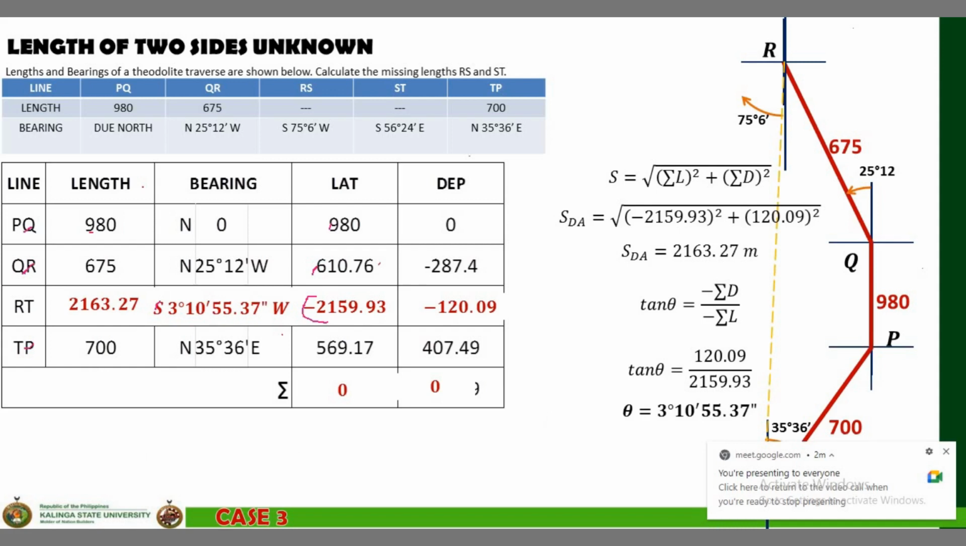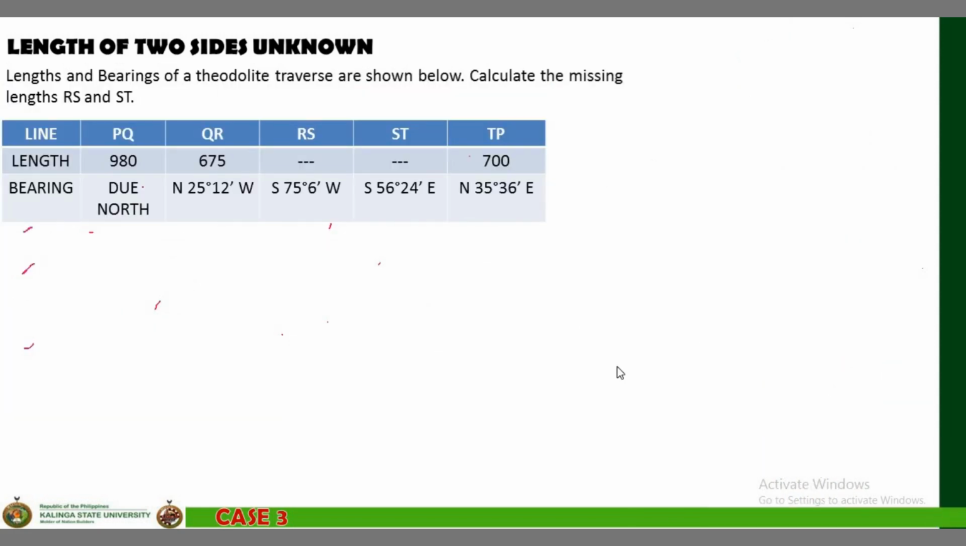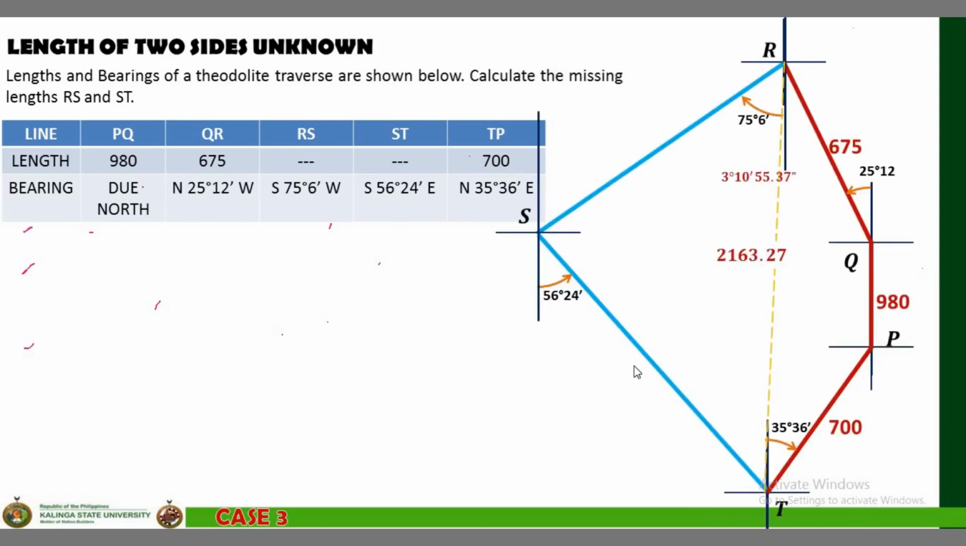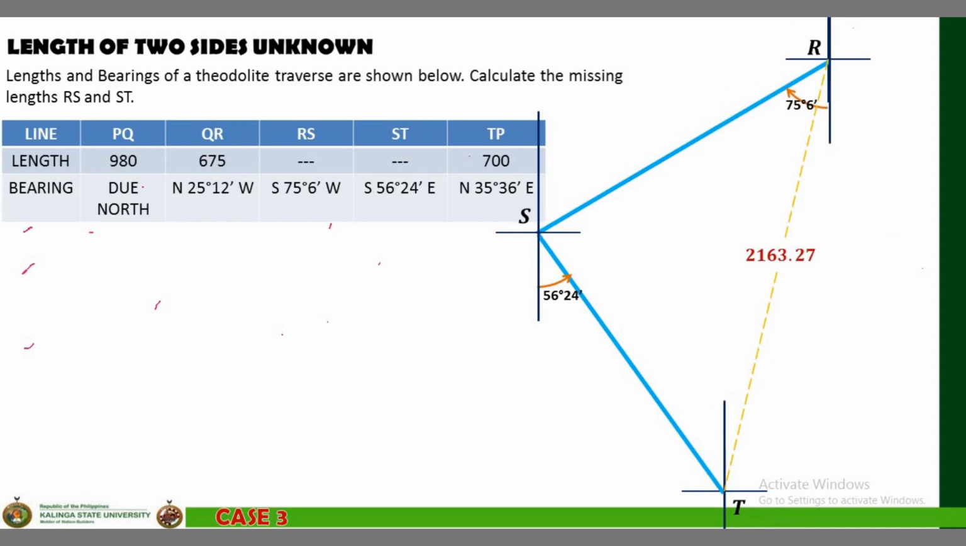Again, this is not yet the final answer, because we still have the lines in blue that you noticed. So we need the length and bearing of RT to use in my calculations. Going back to the original problem, I attached RT. Since I solved the length and bearing of RT, isolating it, the length of RT is 2163.27 and the bearing is 3 degrees 10 minutes 55.37 seconds.